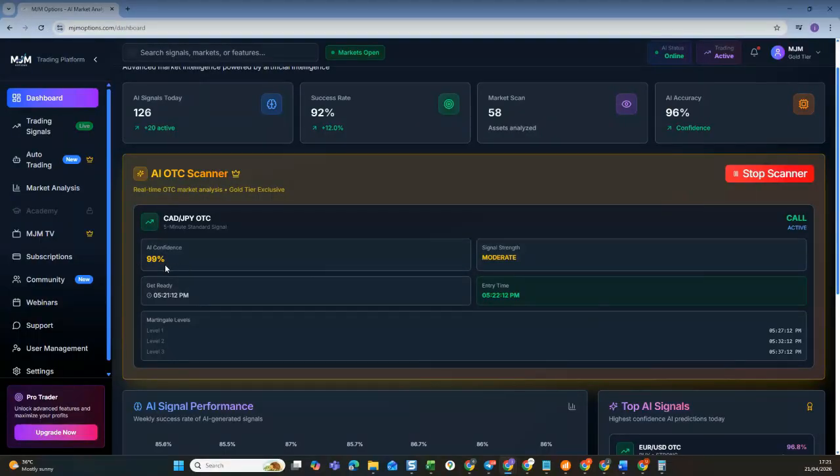AI confidence here is 99. We always try to make sure that we are looking for AI confidence of 90 to 99 and signal strength of strong. That is what we're looking for. Signal strength must be strong for you to take the signal, and AI confidence at the same time must be 90 to 99. The next thing we have is the get ready time, which is 5:21:12. We also have the entry time, which is 5:22:12. This entry time means the time at which you're going to execute the signal. And we have the martingale levels, which are the recovery levels for each signal. So let's begin trading.